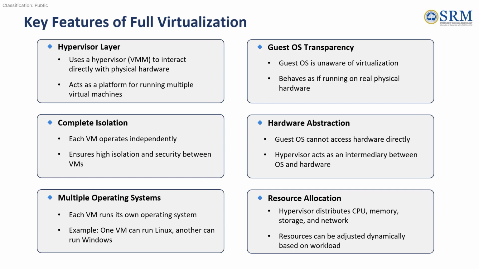A key feature is guest OS transparency. The guest operating system is unaware that it is running in a virtual environment and behaves as if it is using real physical hardware. Hardware abstraction is also important because the guest operating system cannot access hardware directly. All interactions happen through the hypervisor. Finally, the hypervisor manages resource allocation by distributing CPU, memory, storage, and network resources dynamically among virtual machines based on workload requirements.